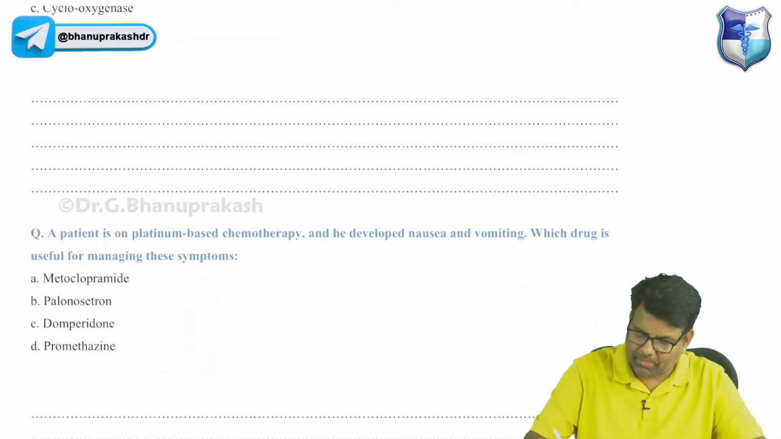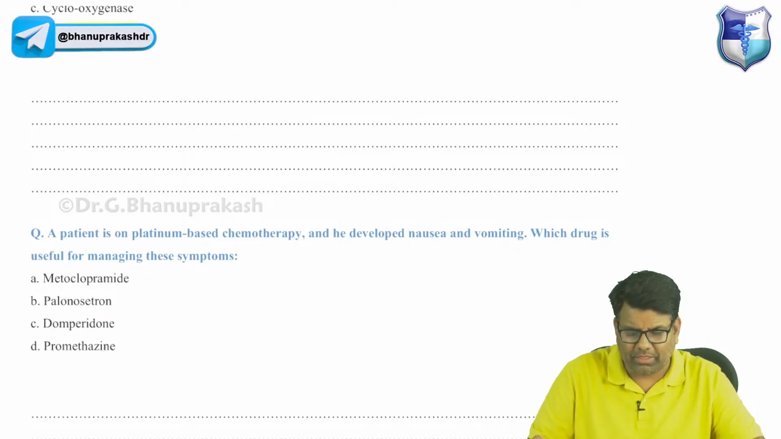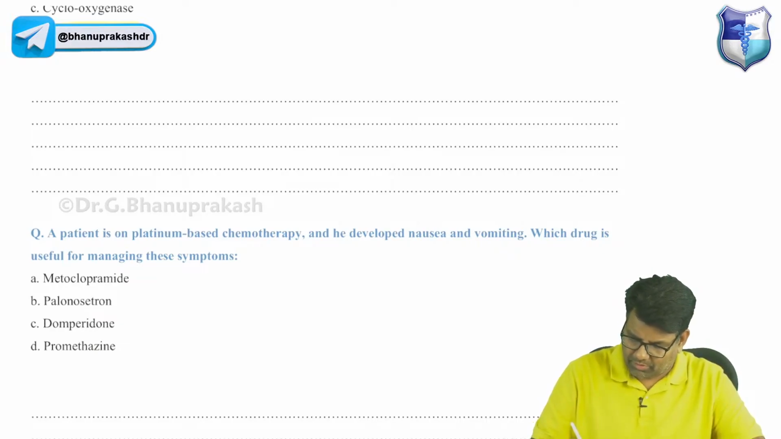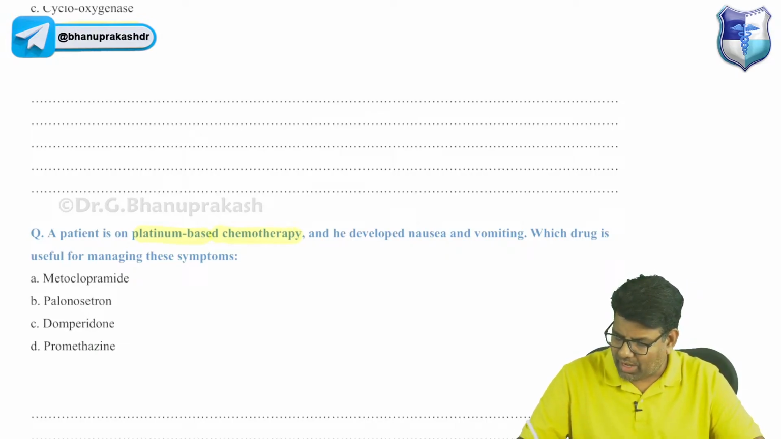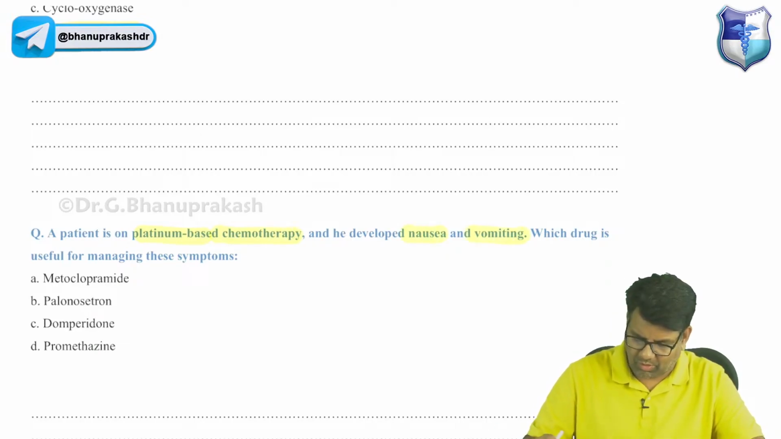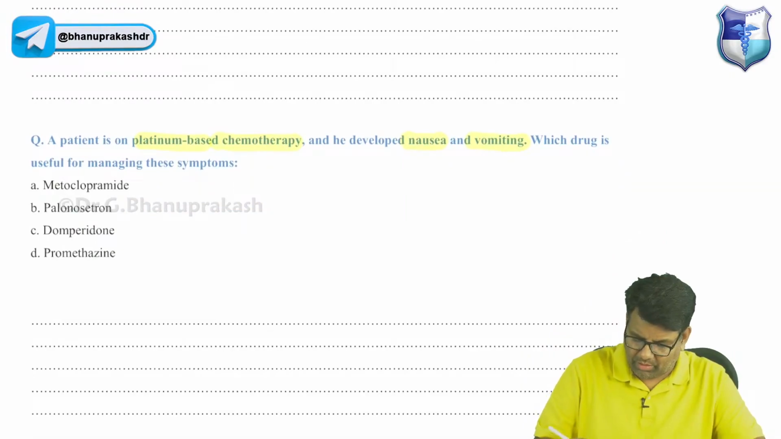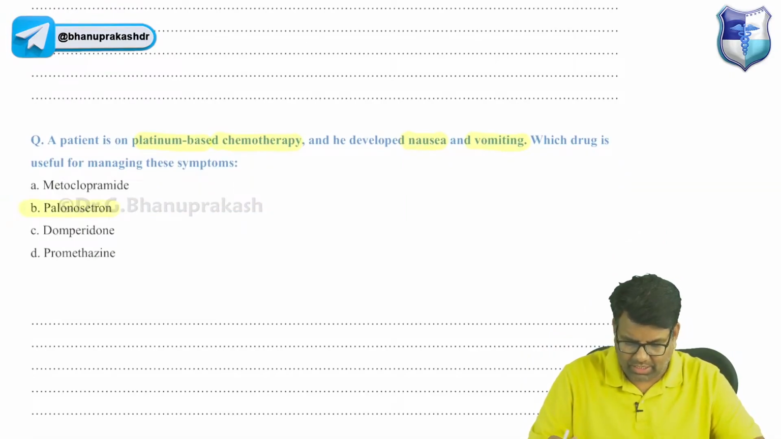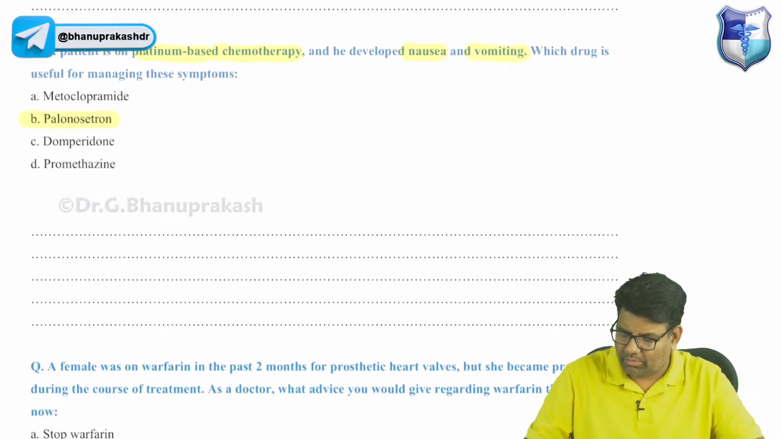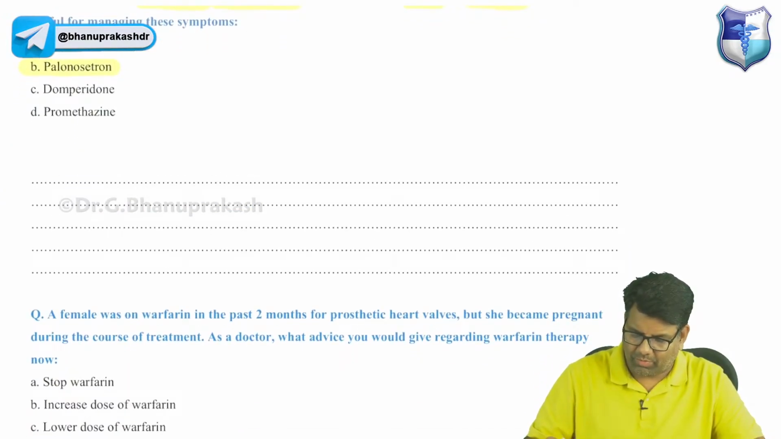Next question, basic question, a patient is on platinum based chemotherapy, maybe cisplatin, and developed nausea and vomiting. So what drug can be given? Yes, this is alosetron, that is a member of the ondansetron class.